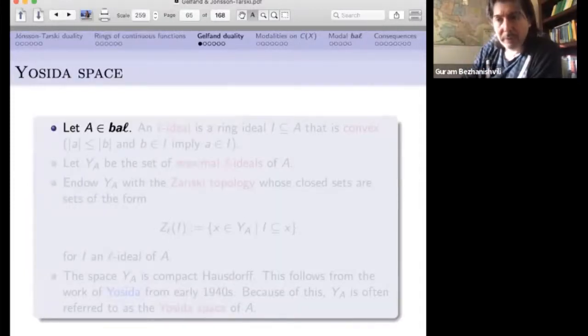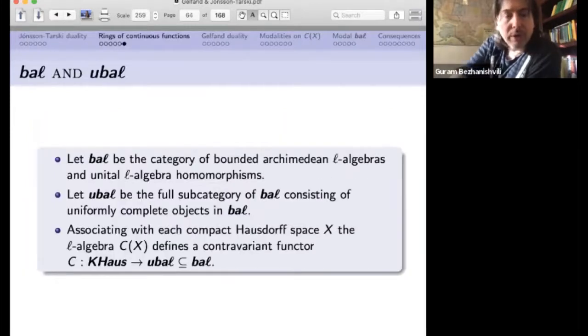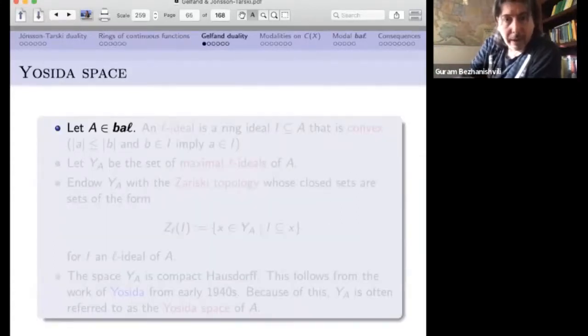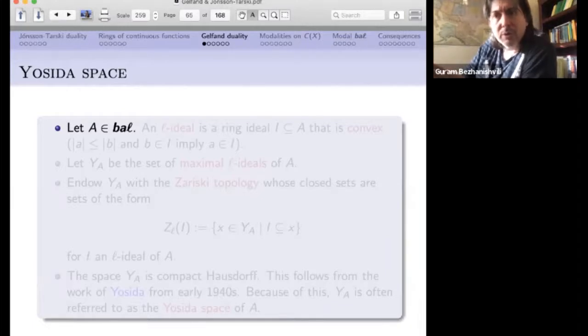Now the question is, how do you go back? Now you have this purely algebraic or algebraic order theoretic description of these categories, in which all these rings of continuous functions live. And the question is how can you recover your compact Hausdorff space from these special algebraic structures? This is done through what's known as the Yosida space construction, which is a generalization of what we do with Stone duality. In Stone duality, you take a Boolean algebra, you take all ultrafilters, and that's the Stone space of your Boolean algebra. Or instead of ultrafilters, you can work with maximal ideals. This is the direction I want to take, but with maximal ideals in this new sense.